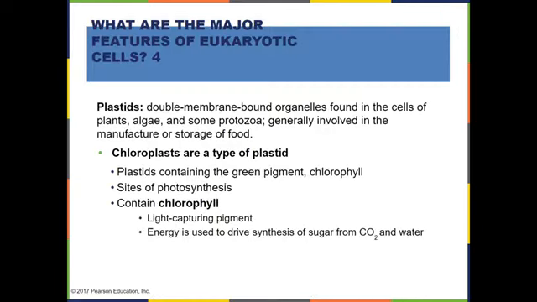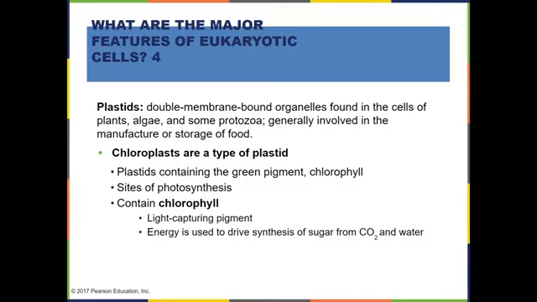Plastids are also double membraned, but they're a lot smaller. They're found in some prokaryotes and some protist and fungi cells, but they're generally going to be a storage area for food. So chloroplasts are technically a type of plastid because they contain a green pigment, and plastids can also be storage areas for pigment, so the storage doesn't have to be for food.